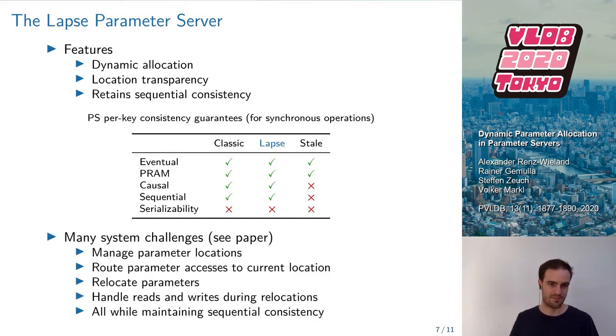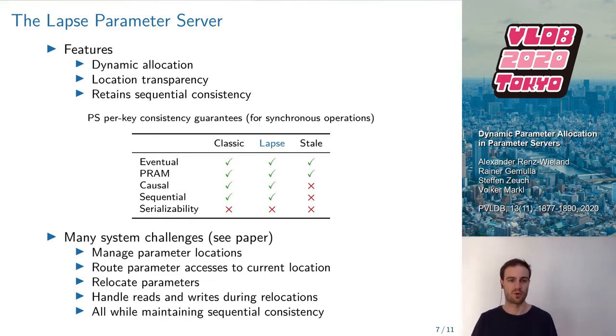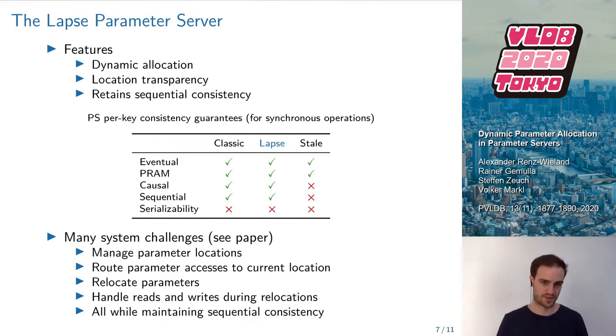So this creates many system challenges. For example, you have to manage parameter locations, you have to route parameter accesses to the current location, and you have to do all of this while you maintain sequential consistency. I will not discuss these challenges further. They're discussed in the paper. Instead, let's look at some experimental results.